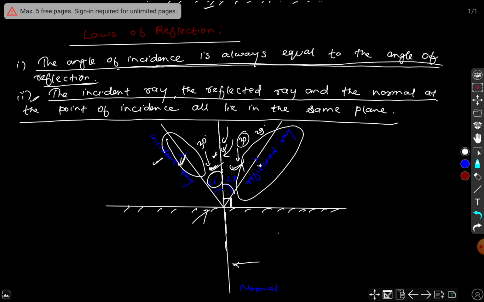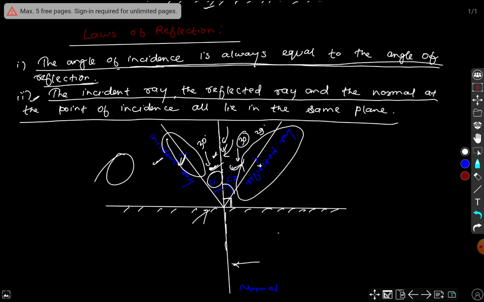The second law. What is the second law? The second law says that the incident ray, the reflected ray and the normal at the point of incidence all lie in the same plane. Now students, it becomes a little bit difficult to explain this second law, because I have this plain whiteboard and you are not able to see me. It's only possible if we are explaining the second law in front of a whiteboard that we are able to explain what is actually a plane and what it means for the reflected ray, incident ray and normal to be in the same plane. So still I will try my level best to explain the second law.